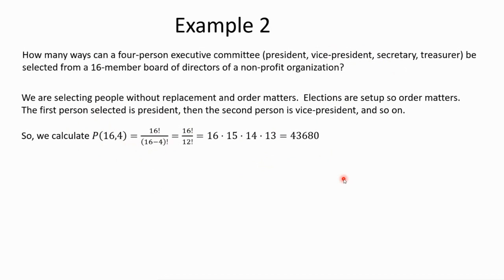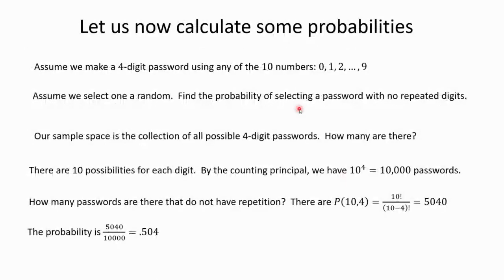Okay, that's good. Now let's calculate some probabilities. Here we were just determining how many outcomes there were. We can use this to determine the number of outcomes, hence we can determine probability. For instance, suppose we're making a 4-digit password, okay? And we're going to use any of these 10 digits. So we're making these passwords now, 4 digits. If we choose a password at random, what's the probability of choosing one that has no repeated digits? That's what we want to know.